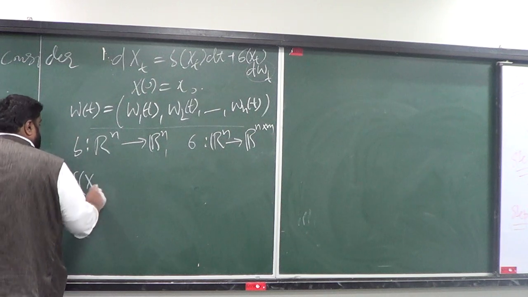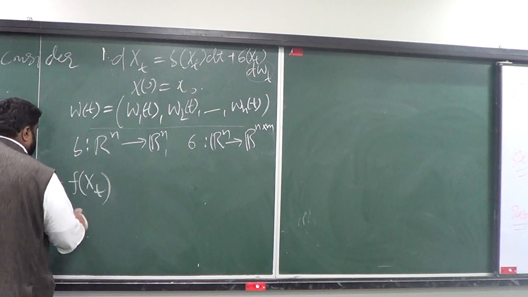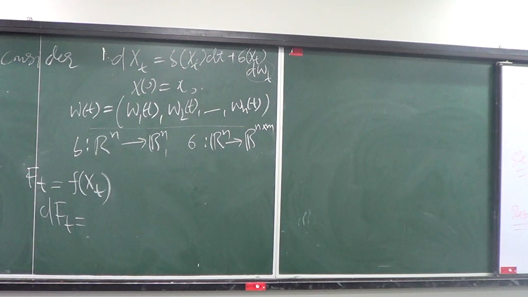Let's consider f of x_t. Because if you want to compute the infinitesimal generator, you have to compute the conditional expectation of f of x_t minus f of x and divide by t and then compute this limit. So let's have f of x_t and give it a name f_t. So what would be the dynamics of f_t?